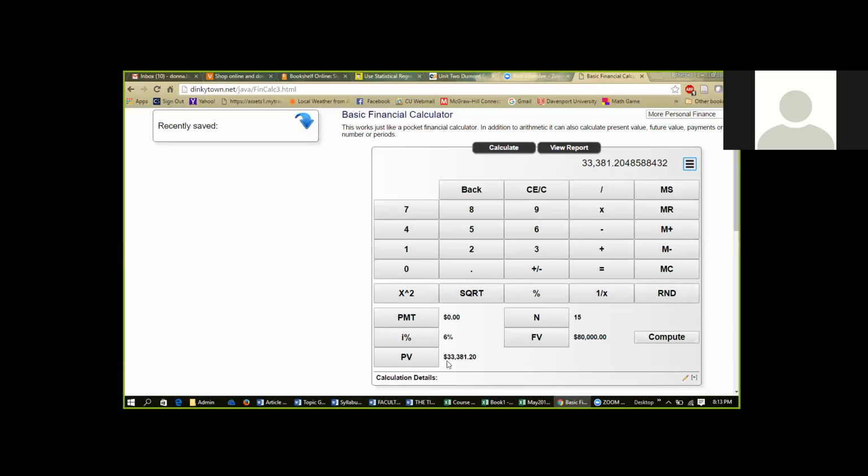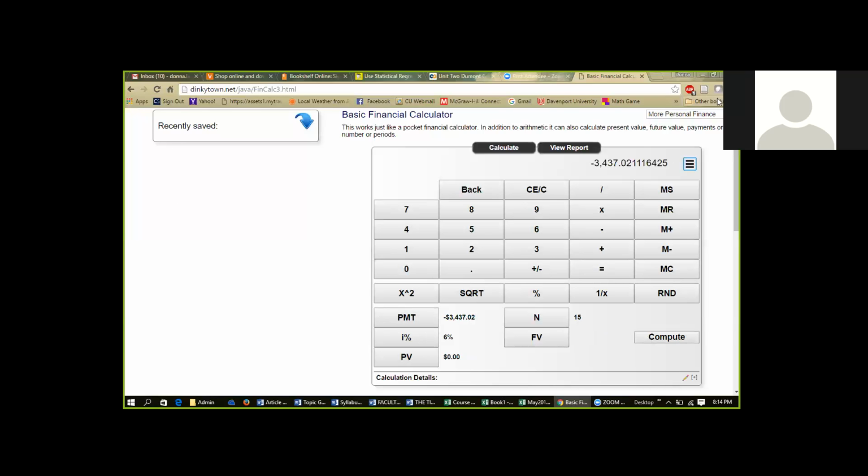But a lot of us don't just have $33,000 laying around. Most of us want to think, okay, how much do I need to put away every year so I can kind of build to that number? So I'm going to clean out the present value. I zeroed it out, but just type in zero and hit present value. I want to know how much I need to deposit every year in order to reach that number. So compute the payment. It shows up as negative.